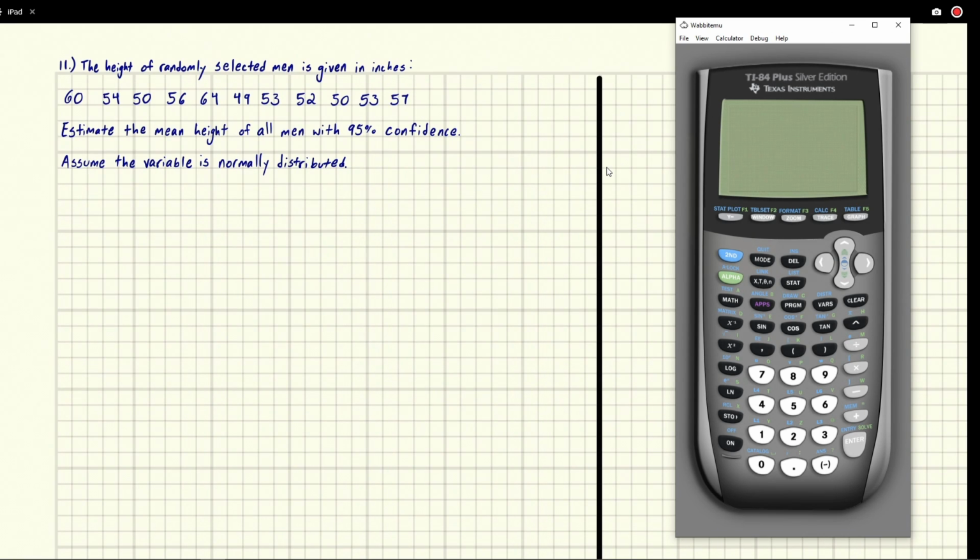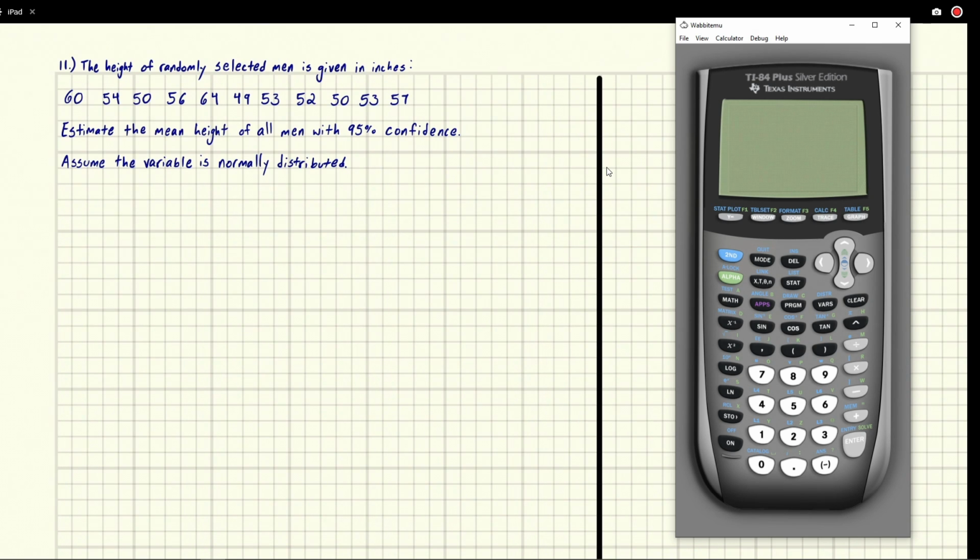The height of randomly selected men is given in inches. Then we have all this data. It says, estimate the mean height of all men with 95% confidence. Assume the variable is normally distributed.